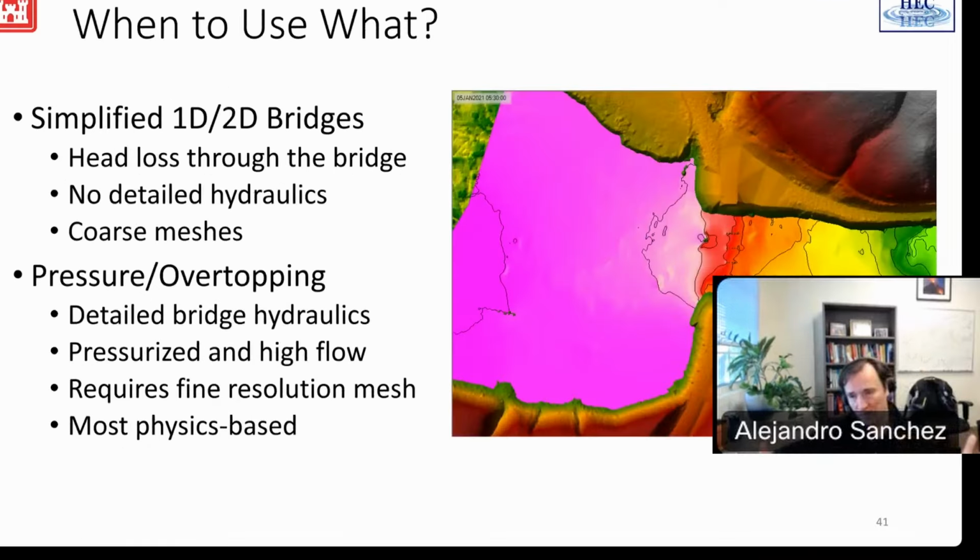So we have these two approaches. When do you apply either, right? Well, the simplified bridge approach, you should apply when you have a coarse model and you only care about capturing the head loss through the bridge. You're not interested in the detailed hydraulics through the bridge. But if you're doing a bridge design, or you actually want to simulate the hydraulics in great detail, then you need to use this other approach, especially if you have pressure overtopping.